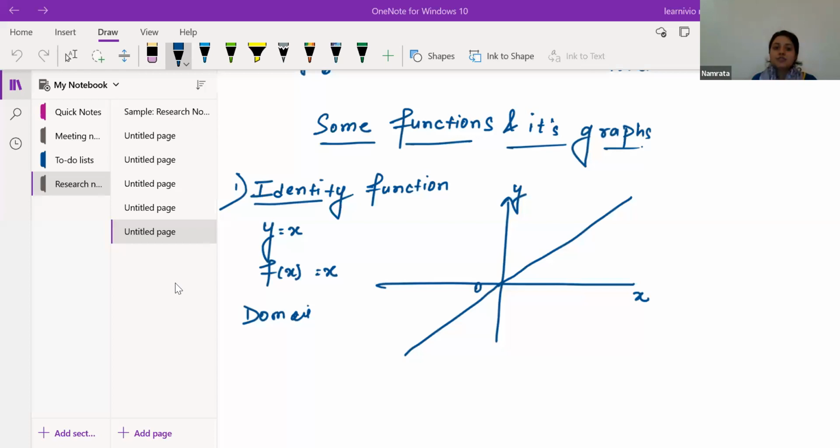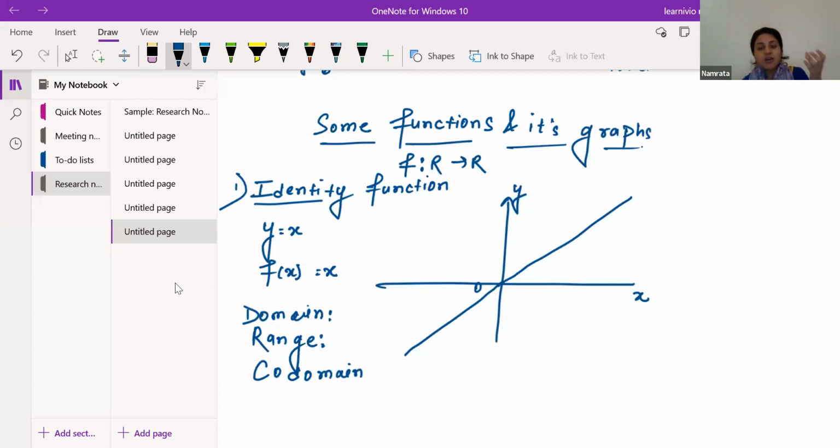So we have to focus on a few functions, their graph, their domain, range, and codomain. These are functions f from real numbers to real numbers. Whenever we find the domain of any function, we consider the whole set of real numbers. From that, we have to check what is acceptable, what we can take as a value of x, and what we can't take as a value of x.